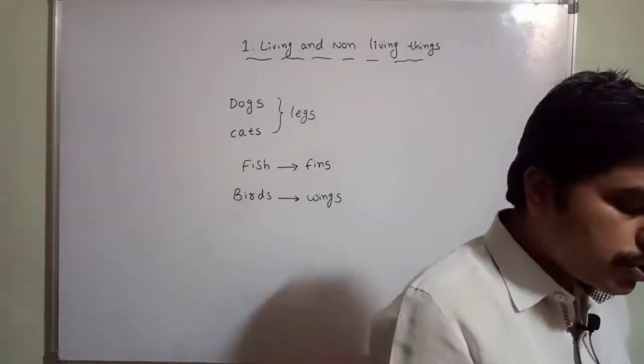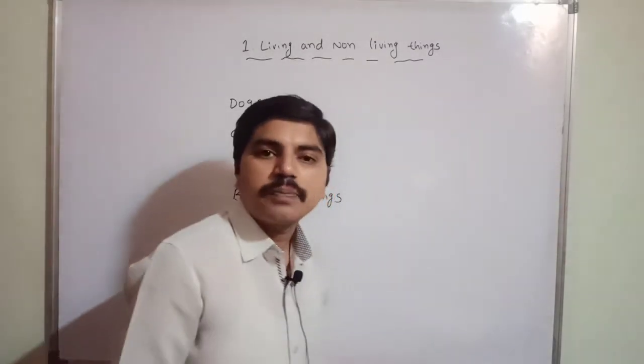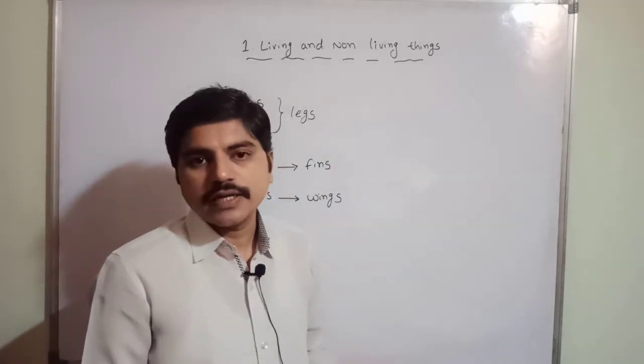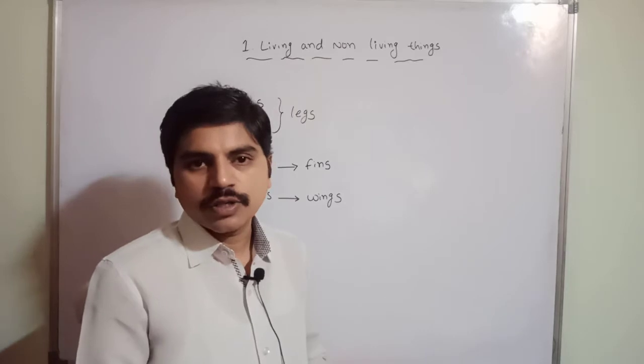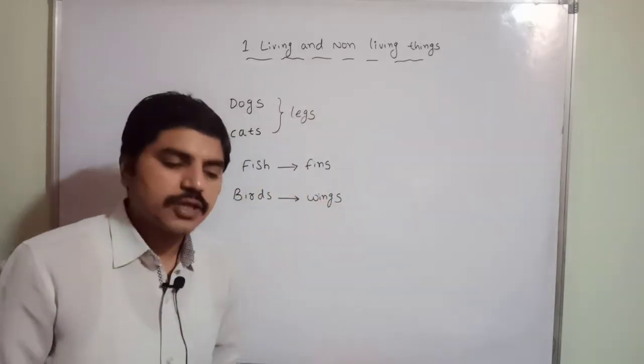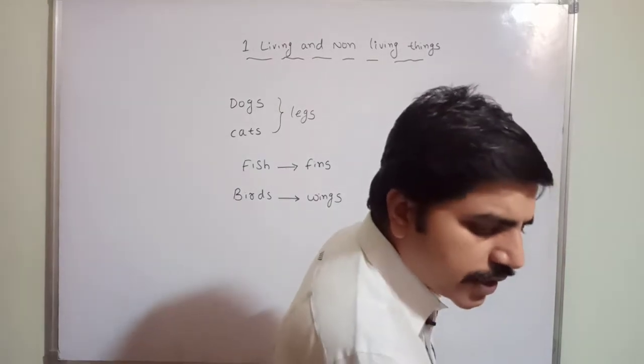Most plants do not move from place to place. For example, you see that the plants are there. The plants are not moving from the place, but they are living things, correct or not? The plants will grow or not? That's why. So I am going to read out here.